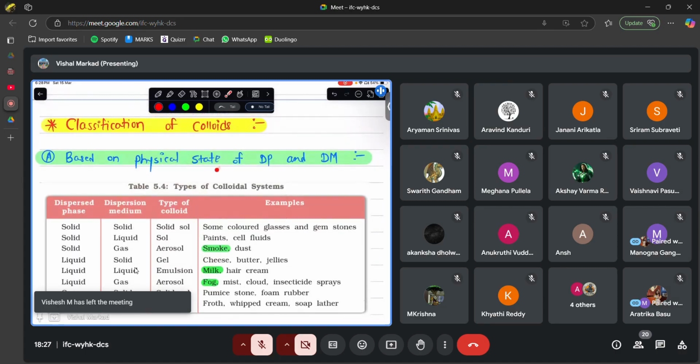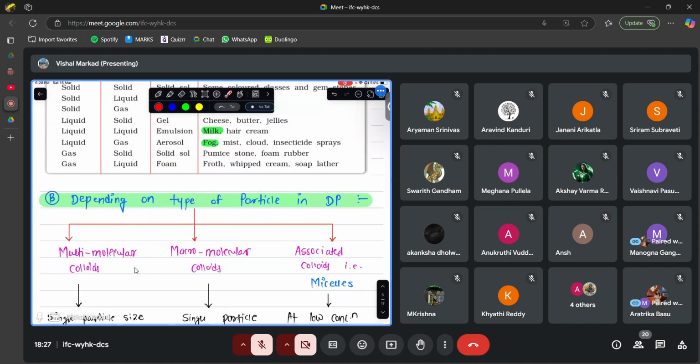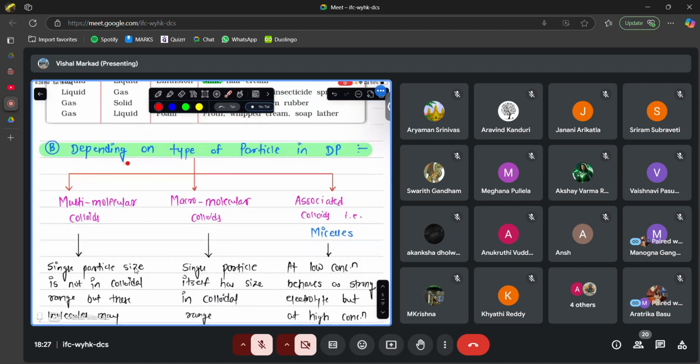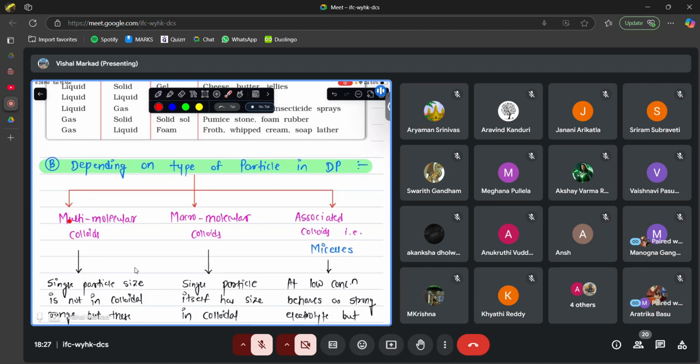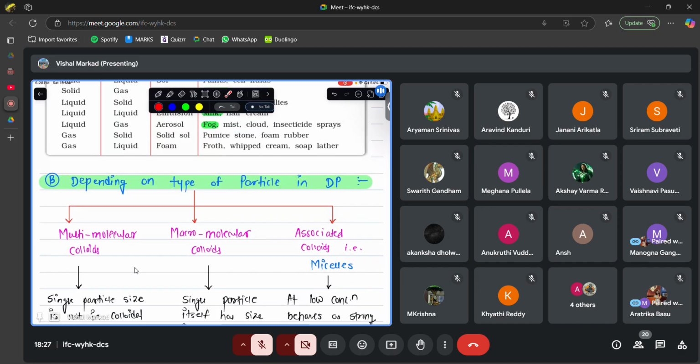Now another classification. First here we classified based on the physical state of dispersed phase and dispersion medium. Now we classify depending on the type of particle in the dispersed phase. Okay. Now simple thing. Now what is multimolecular colloid and macromolecular colloid? What is the colloidal particle size? You tell me first.